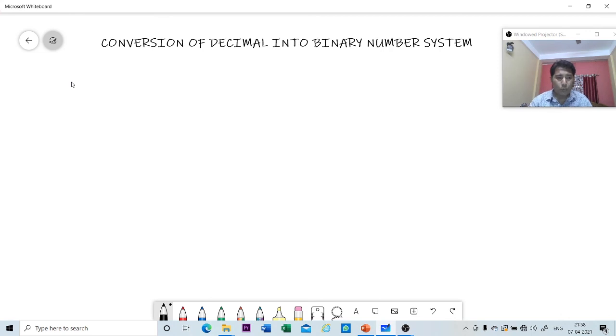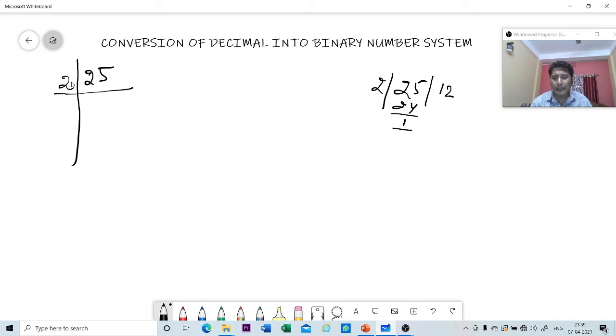Let me take one decimal number, say the number 25. Now I will show you the equivalent binary number of this decimal number. According to the steps we have gone through, we have to divide the decimal number by the base 2. So if we divide 25 by 2, we get 12 as the quotient and 1 as the remainder.